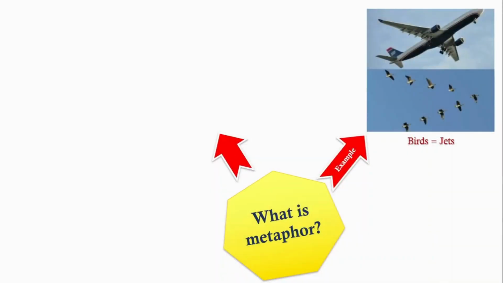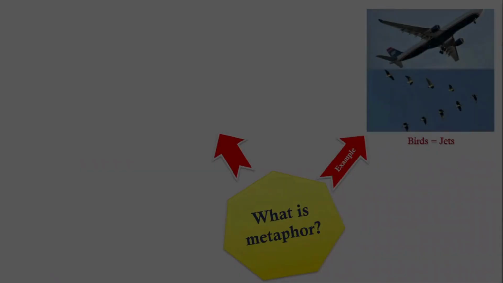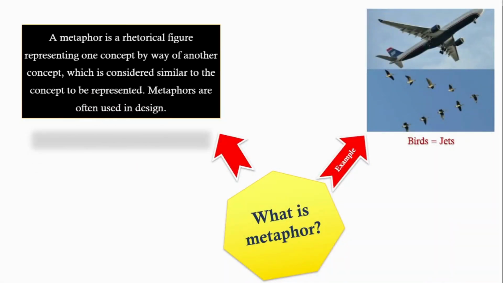So basically here you can see our question is, what is a metaphor? Okay, and you can see the picture here. That aeroplane is representing the birds. Now you are going to see what the metaphor is here. So the definition of metaphor is a rhetorical figure representing one concept by way of another concept, like the aeroplane is representing the concept of birds, and which is considered similar to the concept to be represented. Like if you want to represent flying, right, then we are just depicting this aeroplane as a bird, right?